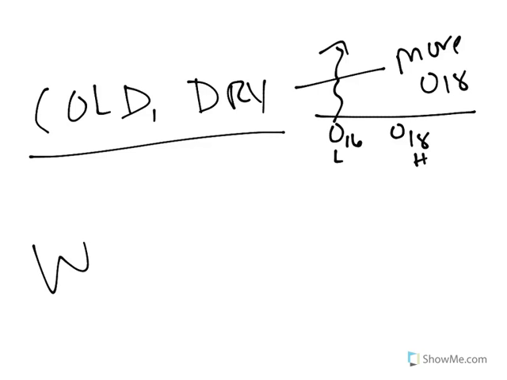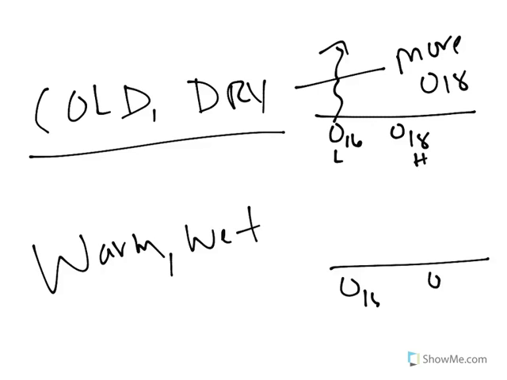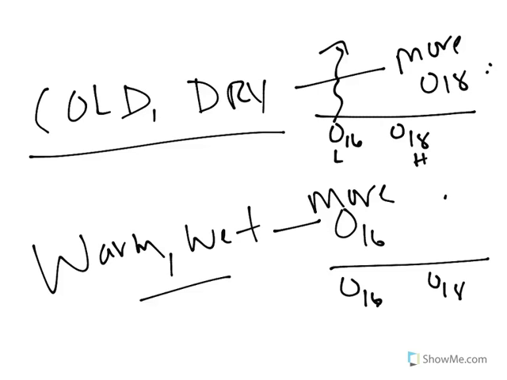When it is warm and wet, here we are on the ocean floor, we have oxygen 16, oxygen 18, nothing is evaporating. So we see more oxygen 16. So just by looking at the distribution of these two different isotopes tells us about the overall Earth's conditions.